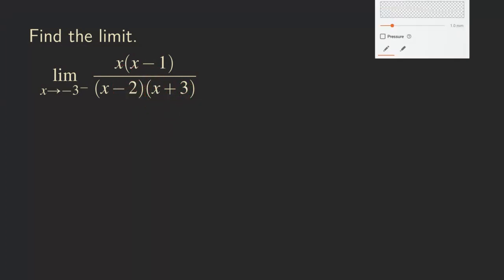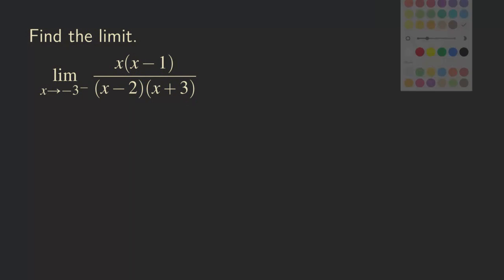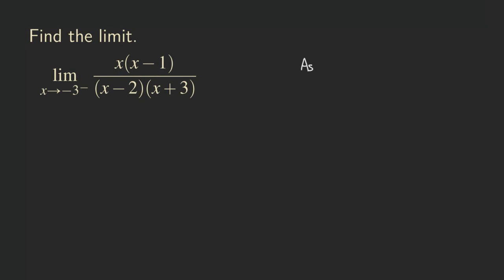So let's just break the problem into pieces, and then we can take a look at each factor and see what's going on. As x approaches -3 from the left side, this quantity, let me point that out, x is going to be less than -3, because it's approaching -3 from the left side.